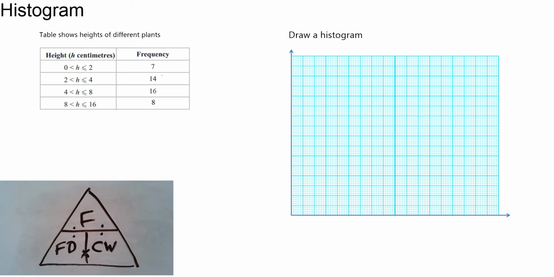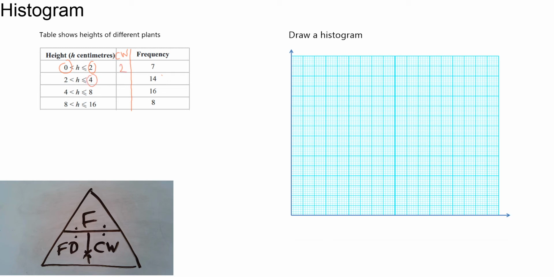What we'll do now is, for each row in our table, calculate the class width. So I will create an extra column and call that CW, class width. How do I work out the class width? Well, you have 2 and 0. The difference between 2 and 0, 2 take away 0, is 2. Next one, you've got 4 take away 2, so it's got a class width of 2. 8 take away 4, 4. 16 take away 8, 8. So those are the class widths for each of the rows.